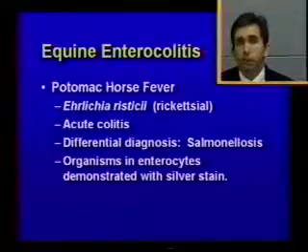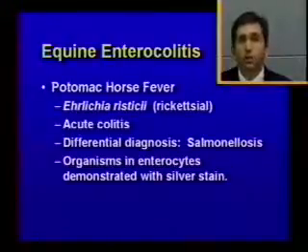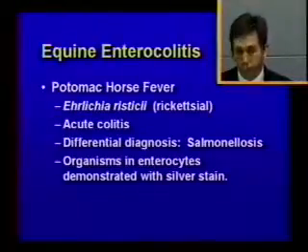We can separate these, both Salmonella and Potomac horse fever, based on the histological appearance of the intestinal tissue. With Potomac horse fever, the enterocytes, or the cells that line the intestine, contain bacteria, a rickettsial agent that can be stained with a silver stain. So if we see these organisms in the enterocytes lining the intestine, and they stain with what's known as a silver stain, then we can feel confident that colitis has been caused by this agent and not by Salmonella.